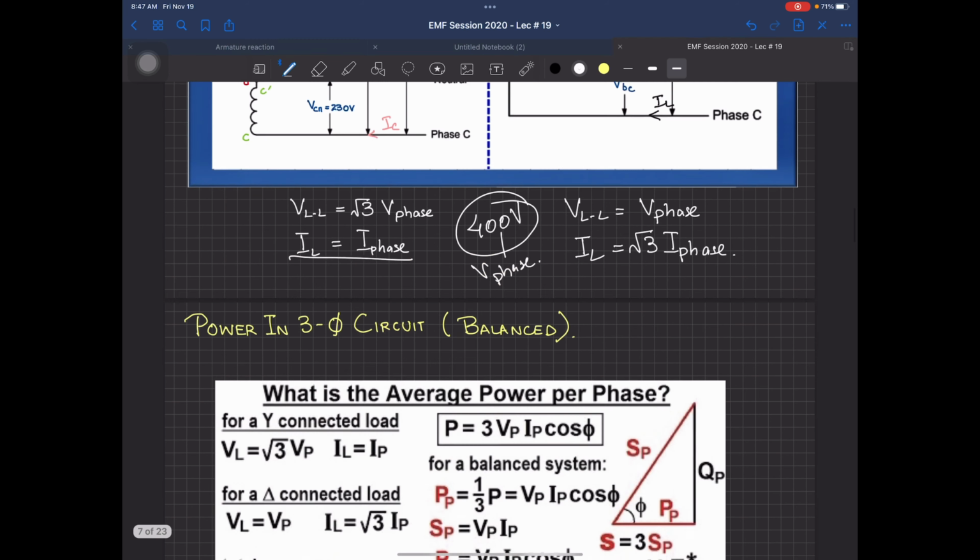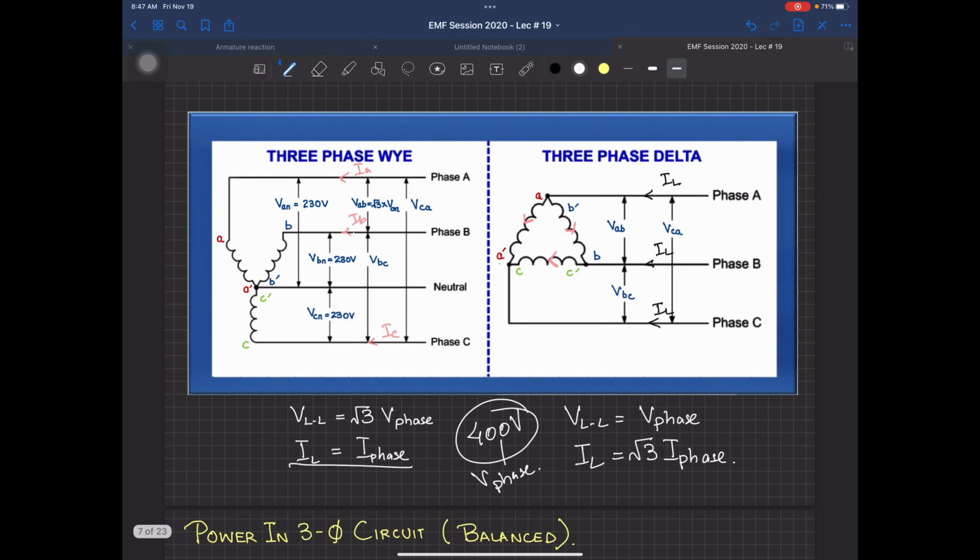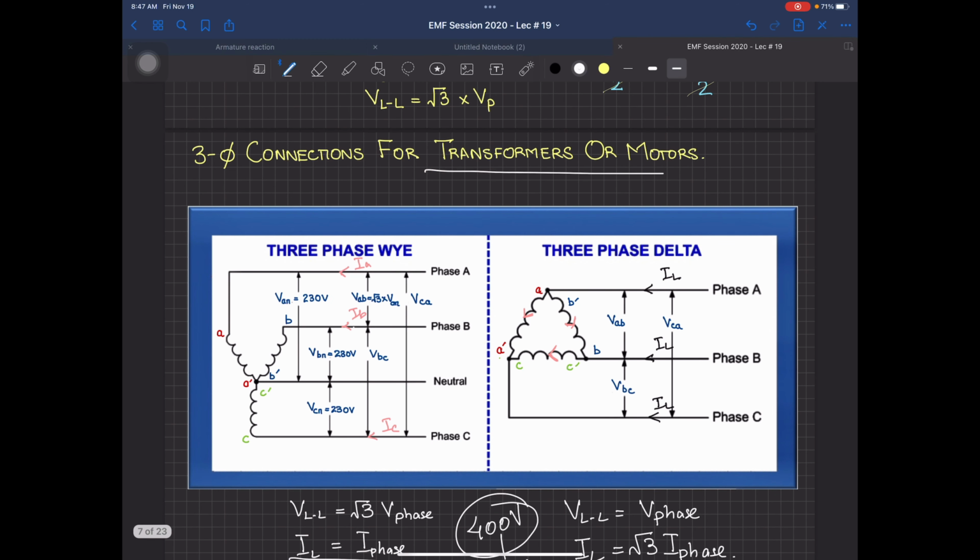Now I have two types of connections which I can make for three phase. And again, I have just told you, they are only applicable for transformers or motors. They are not available at your home because you don't have a three-phase load at your home. They may be available in the industry, maybe a transformer or maybe a motor.